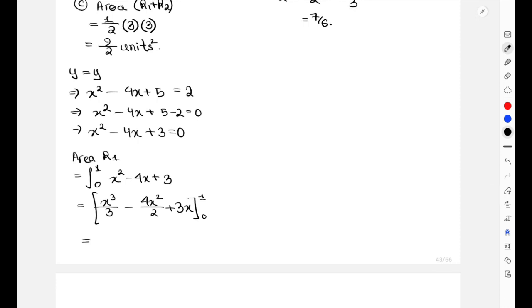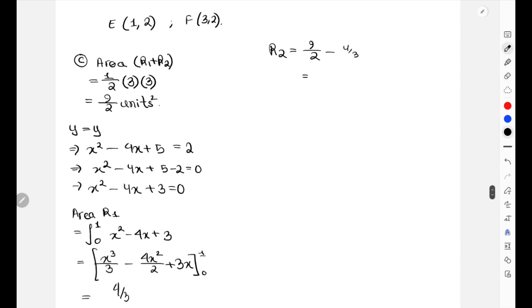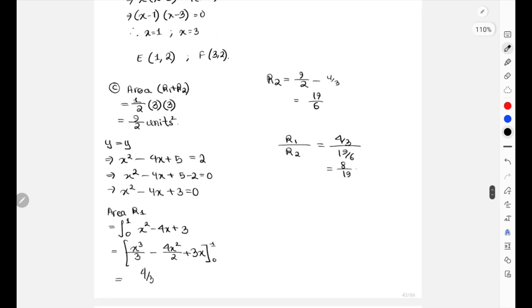This is R1. Wait, 1 minute. R1 is 4 over 3 now. Okay, so for 4 over 3 again, we can calculate 9 by 2 minus 4 over 3, this is now going to be 19 by 6, right? And now I can find out the ratio for R1 over R2, which is 4 over 3 over 19 over 6, which is going to be 8 over 19, right? This is the final ratio for R1 against R2.